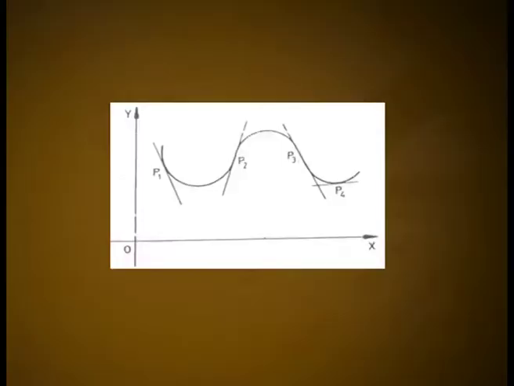A portion of a curve is said to be concave upwards or downwards if it is concave upwards or downwards at every point thereof. Thus, the portions P1P2 and P3P4 of the curve in figure 2 are concave upwards and the portion P2P3 is concave downwards. Also, P2 and P3 are points of inflection. At a point of inflection, the curve changes from concavity upwards to concavity downwards or vice versa.